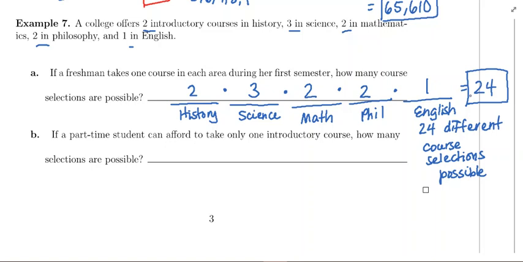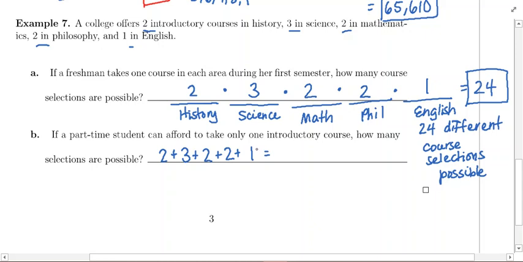So we have to figure out how many possibilities there are. Well, it's a little bit different here. We're not doing the blank thing because think about it this way. How many classes are possible? Well, there's 2 histories possible, 3 science possible, 2 math possible, 2 philosophy, and 1 English. And they're only choosing 1 course. So what we're going to do here is add because we're looking at overall how many different classes are available, because we don't know anything specific.